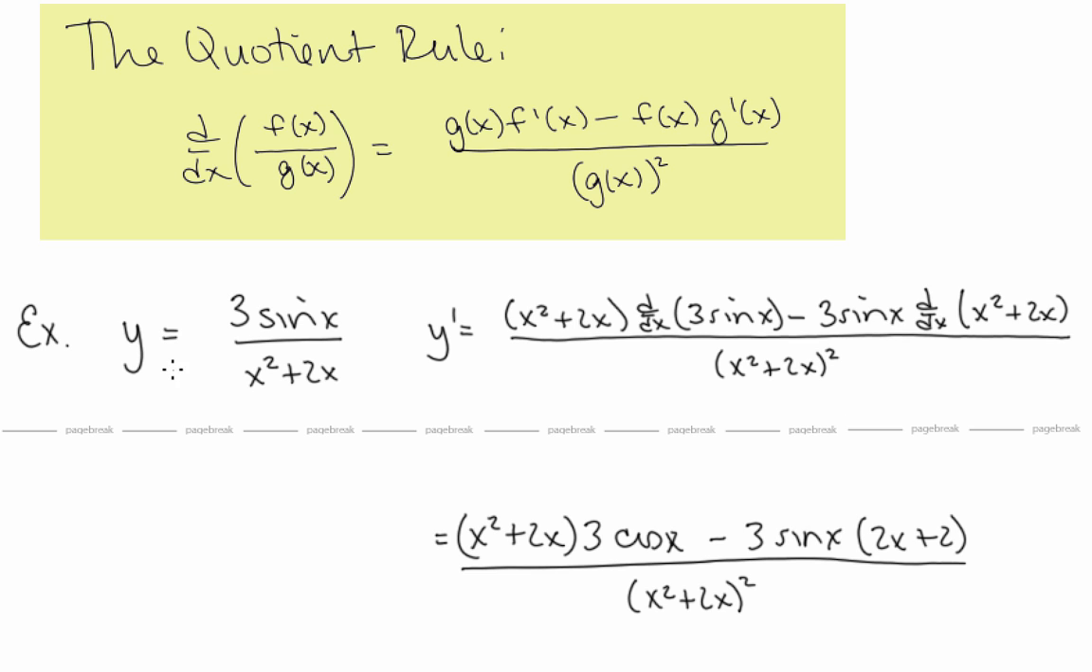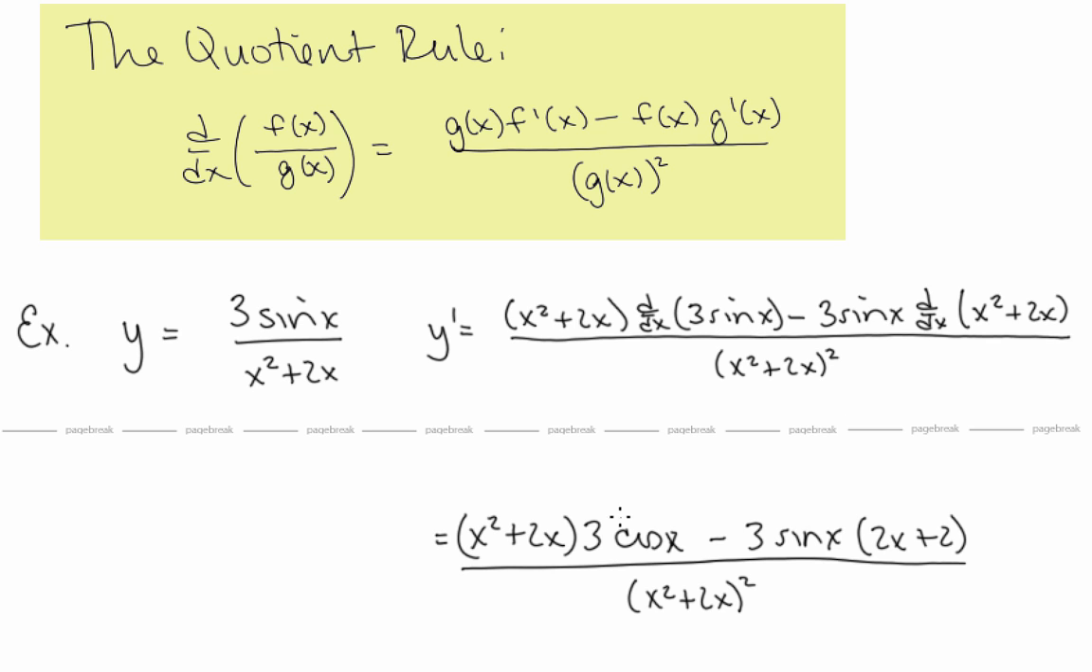So for example, y is equal to 3 sine x over x squared plus 2x. We'll have a derivative that looks like x squared plus 2x multiplied by the derivative of 3 sine x, that's bottom times derivative of the top, minus 3 sine x times the derivative of x squared plus 2x, top times derivative of the bottom, over bottom squared, so over x squared plus 2x quantity squared.